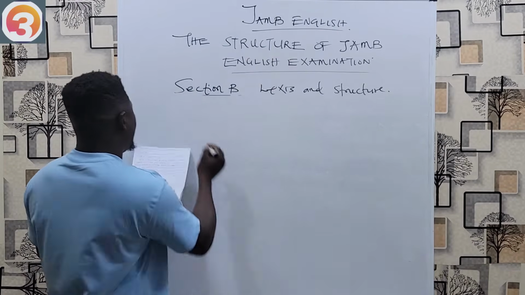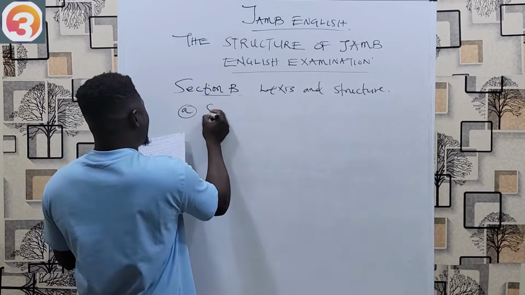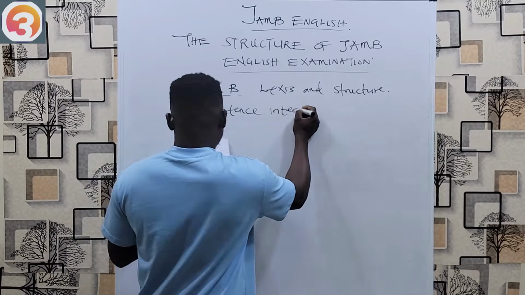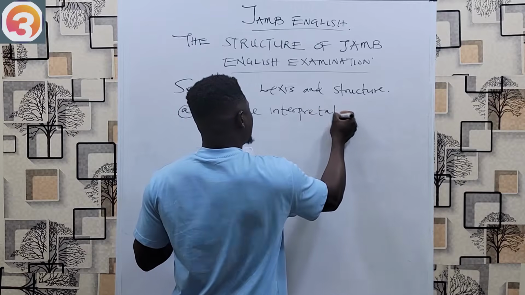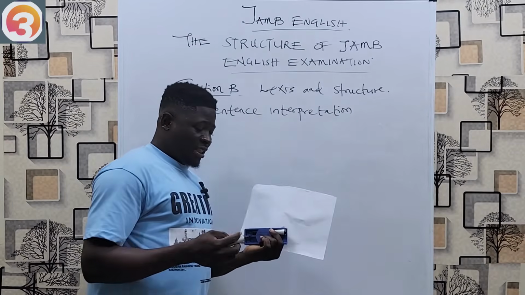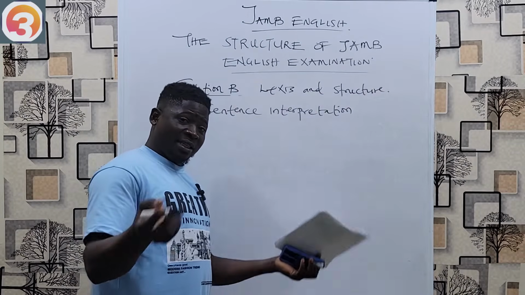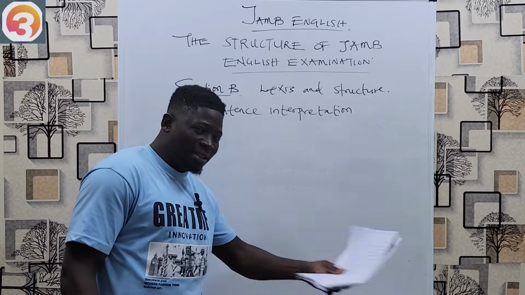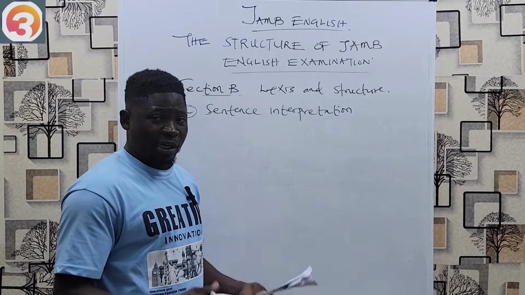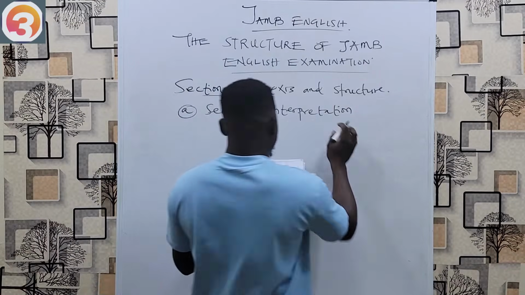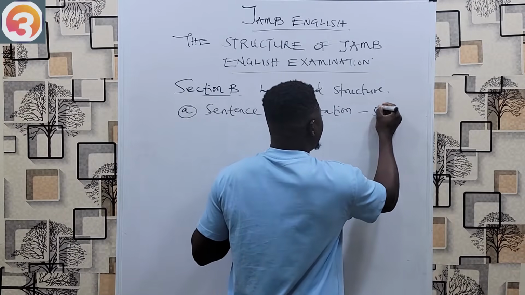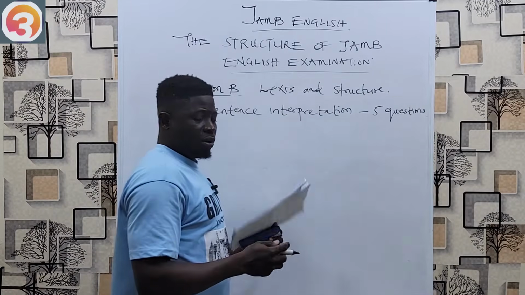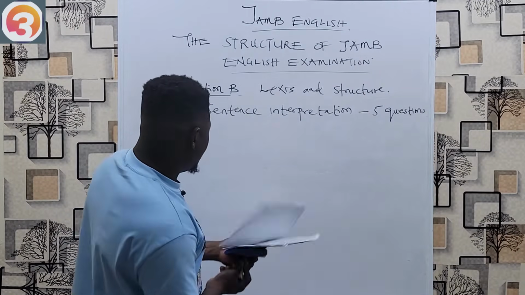The first one, A, is sentence interpretation. You know what sentence interpretation is, isn't it? You'll be given a sentence, you'll be given options, and you choose the one that best interprets that sentence or the word that you are given. How many questions will be set here? 5 questions from sentence interpretation.